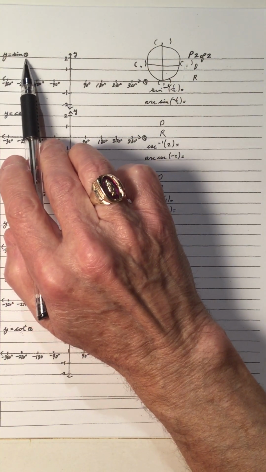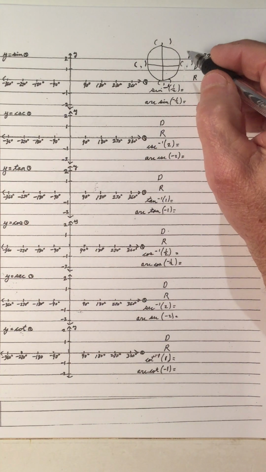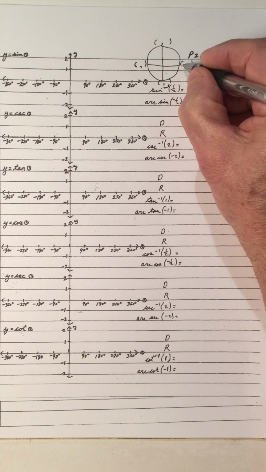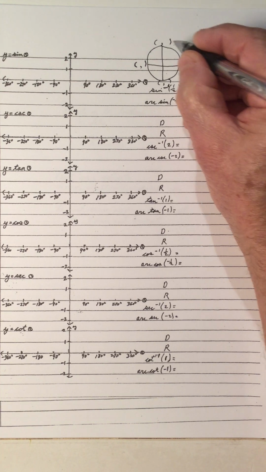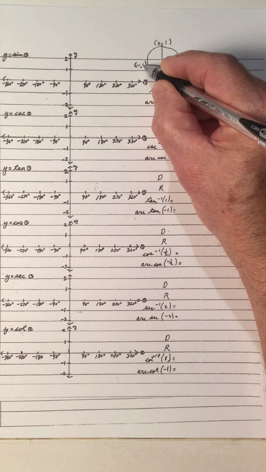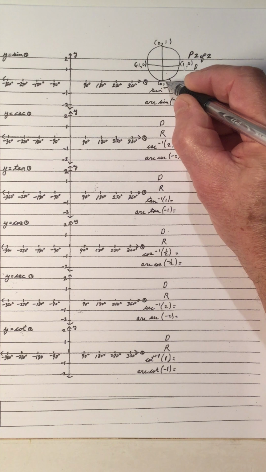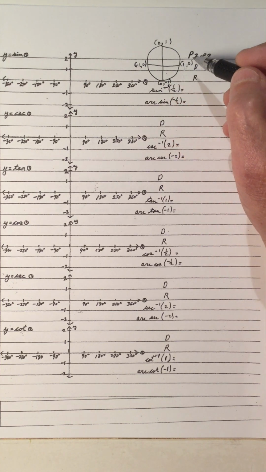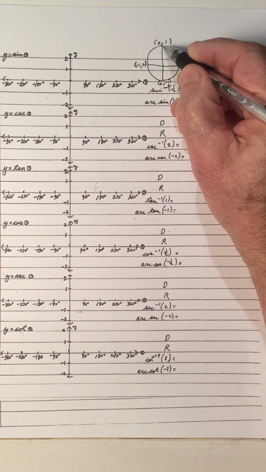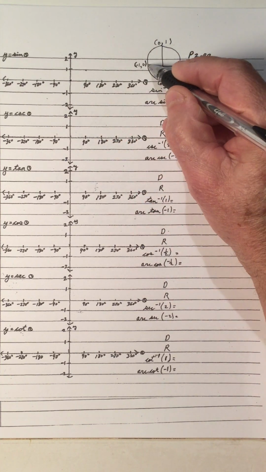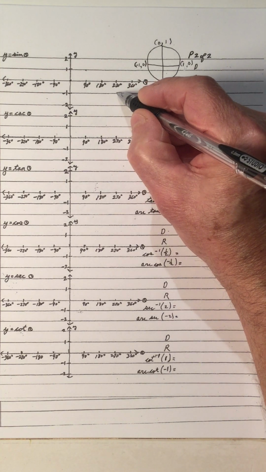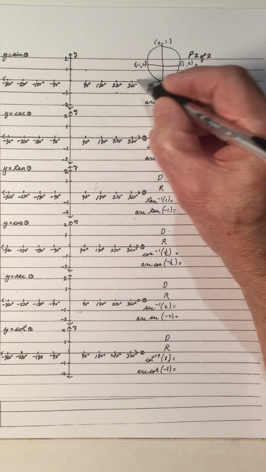So y equals sine theta, and sine is the y on the unit circle. This is the unit circle here, whose radius is 1. So this is (1, 0), (0, 1), this is (negative 1, 0), and this is (0, negative 1). So sine is the y. At 0 degrees, the y is 0. At 90 degrees, the y is 1. At 180 degrees, y is 0. At 270, y is negative 1. At 360, y is 0 again.